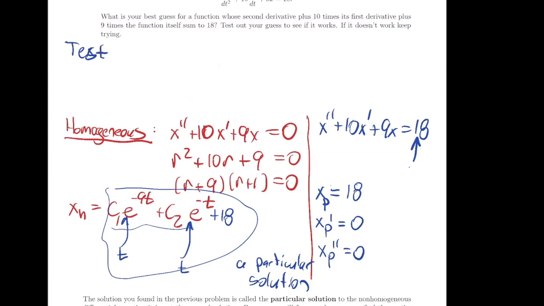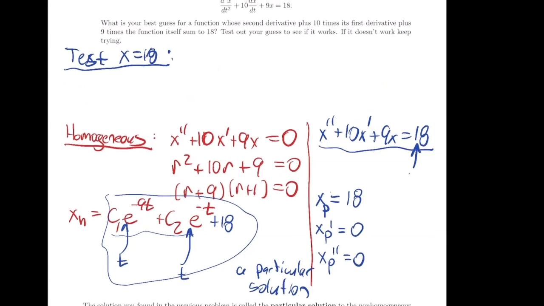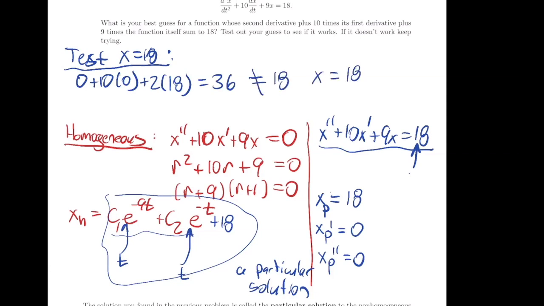Let's test x equals 18. In other words, let's plug it into the differential equation over here and see if it works. So I would plug in the second derivative, that's 0. The first derivative of this is also 0 because we're proposing a constant solution. And then I would plug 18 in for x. This gives me 36, which is not equal to 18. So x equals 18 is not a solution.